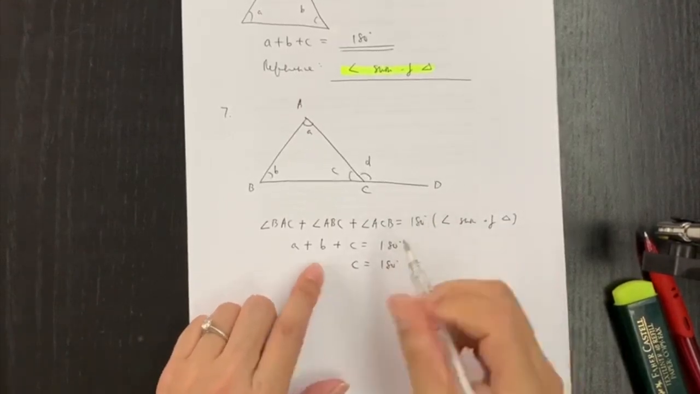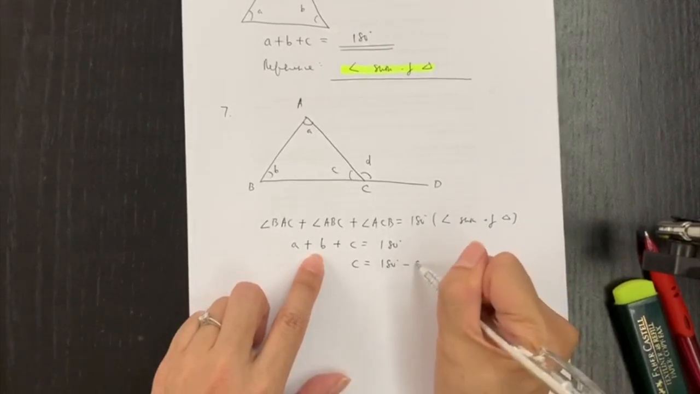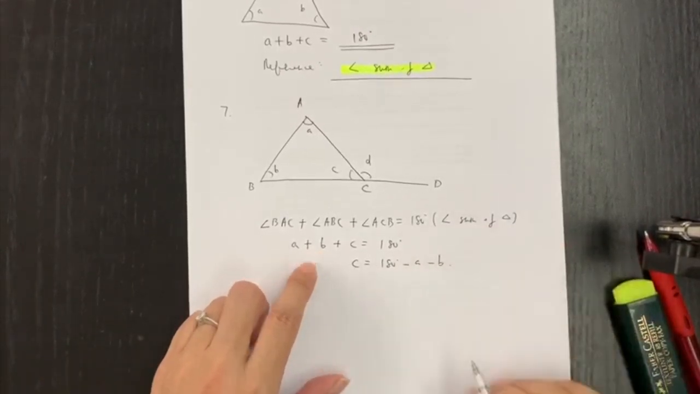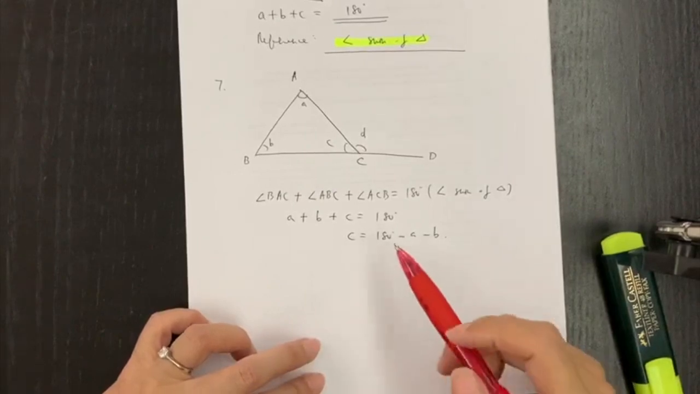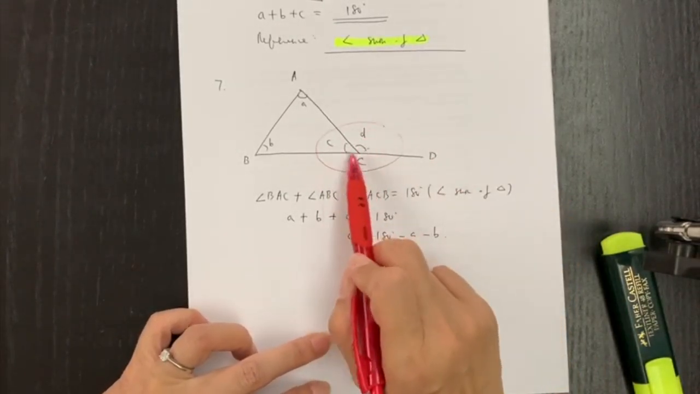So 180, and then we need to move A and B to the right hand side. So that will be minus A and minus B. All right, so next we look at C and D. They are next to each other.